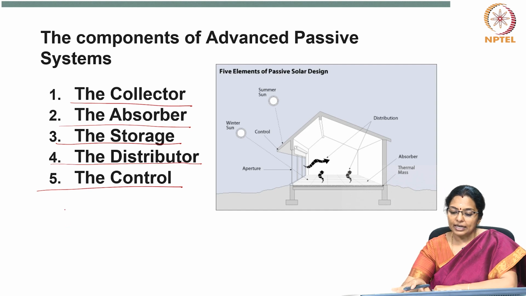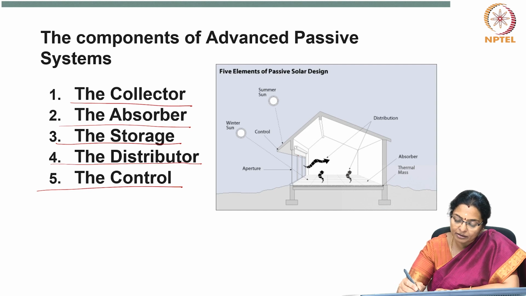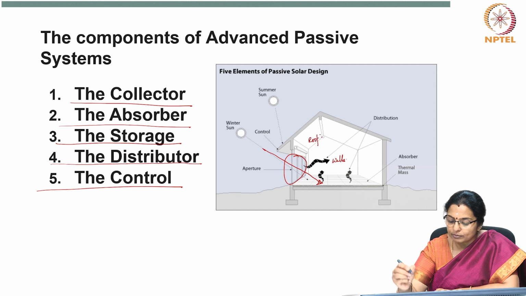Now, let us look at an example. With an example, let us look at what each of these elements is. Now, first is the collector. From where does the heat enter the building? The heat enters the building through the aperture. So, this becomes the collector. The heat which comes in needs an absorber. Which is the absorber? The absorber is the floor, the walls, the roof. These are all absorbers.